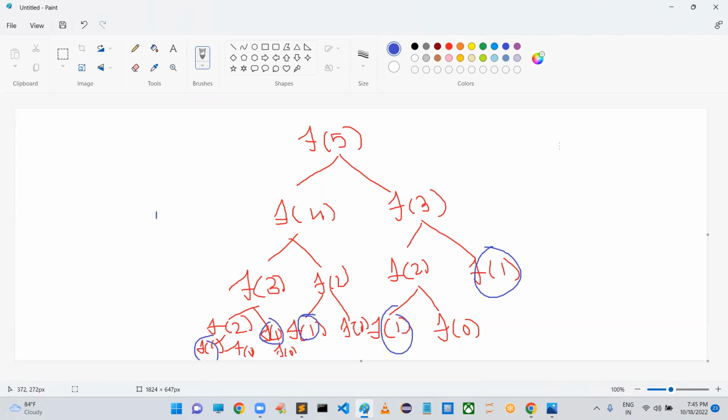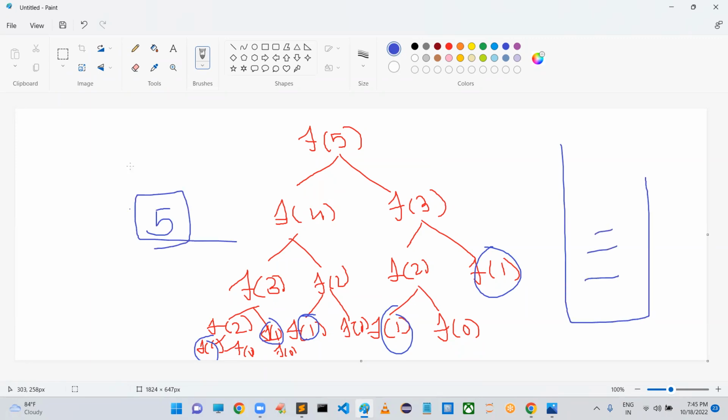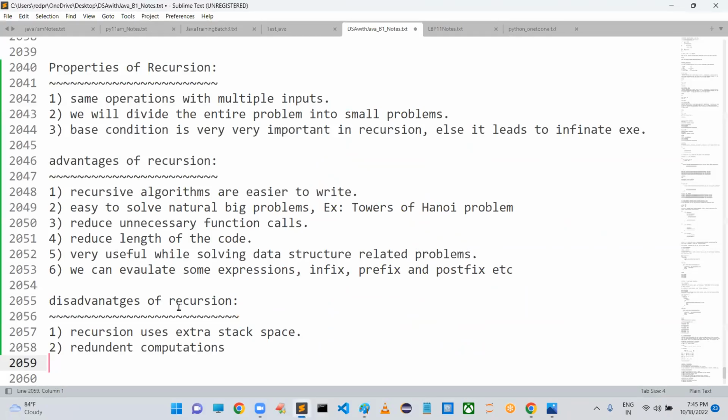Sir, will these 5 entries be there in the stack or not? Yes. But all these 5 entries have only one value, right? Because f of 1 is fixed and f of 0 is fixed. These duplicate entries will be there, so redundant computations are required again and again. So it is a wastage of time, right? So this is the third disadvantage.